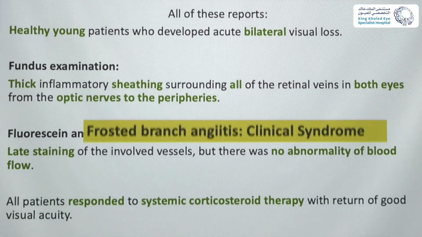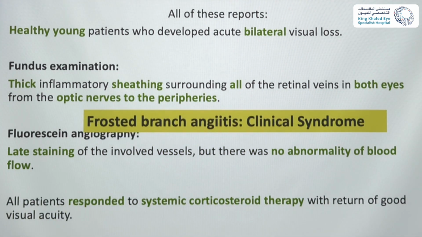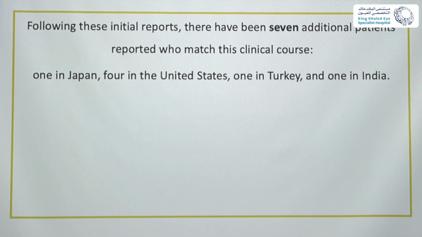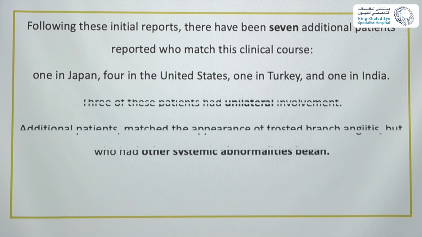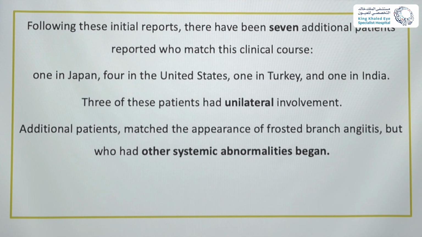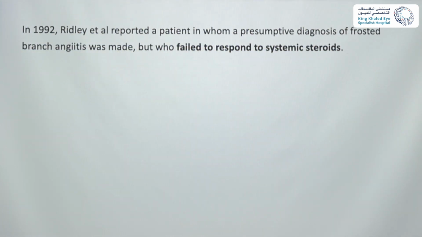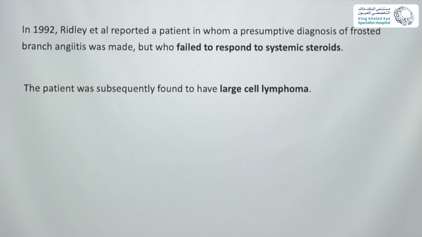So at this point, frosted branch angiitis was considered a clinical syndrome. Following these initial reports, there have been 7 additional patients who matched this clinical course: 1 in Japan, 4 in the United States, 1 in Turkey, and 1 in India. However, in some of these patients, the finding was only unilateral. Other patients had systemic abnormalities; it was not idiopathic. Some of the patients failed to respond to systemic steroids.